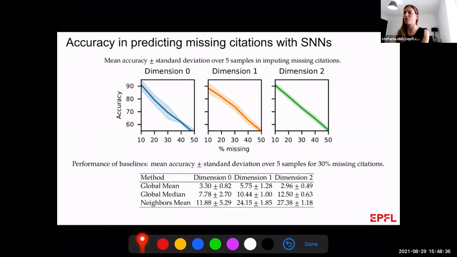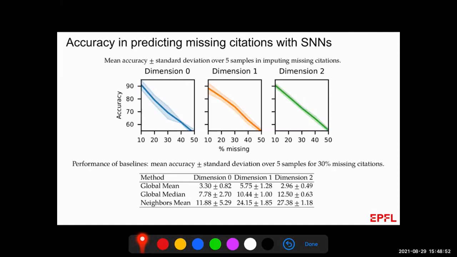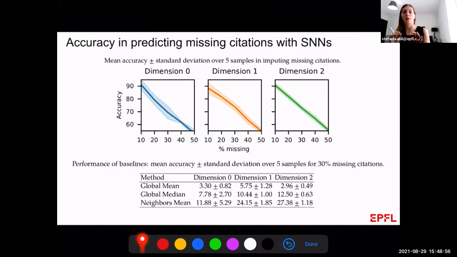Since the data was randomly masked, we masked at random 50% of the citations, and we took 10 different instantiations of how we randomly deleted them. And yeah, curiously here, the variance is very low. Okay, thank you. I think Jürgen had a question.